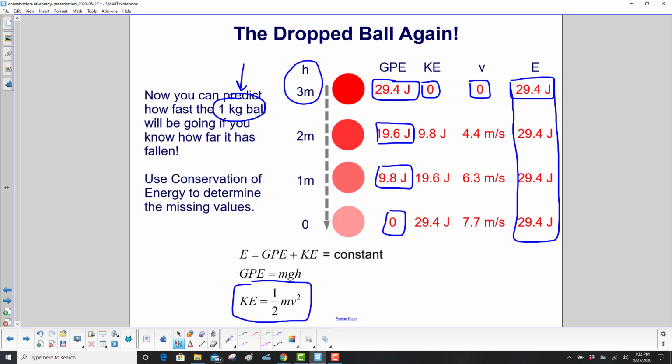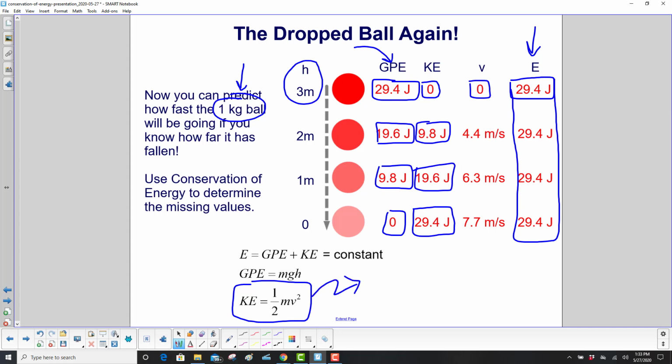Our next step, like we did earlier, is to find kinetic energy. Well, kinetic energy will just be the total energy minus the gravitational potential energy. So we already have at the top it's 0, here it's 9.8, here it's 19.6, and here all of it is kinetic energy. Now we need to find velocity.